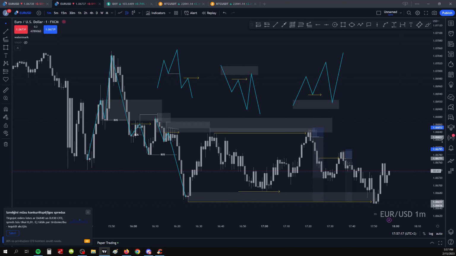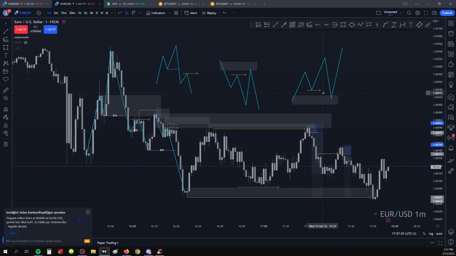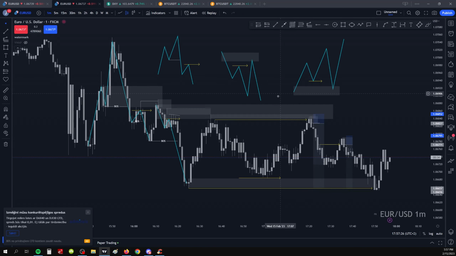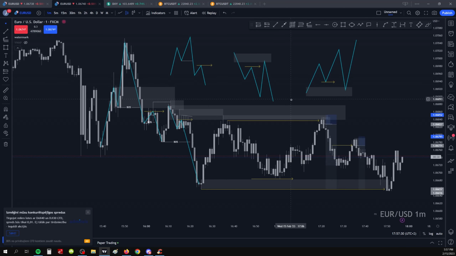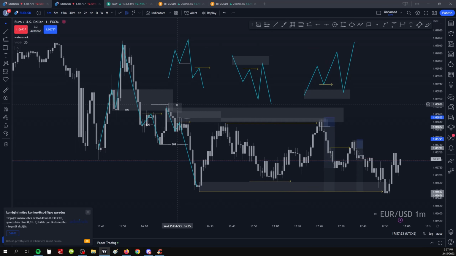So yeah, the main thing is taking out stops and mitigating an order flow, basically, an order block. An order block can be a wick. Remember that. Wicks are important as well.